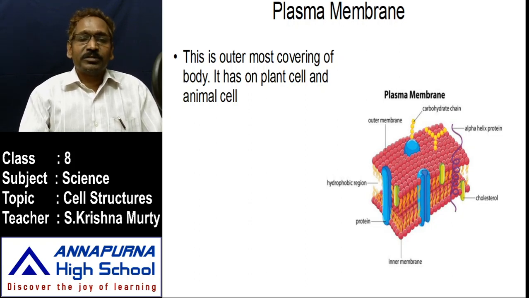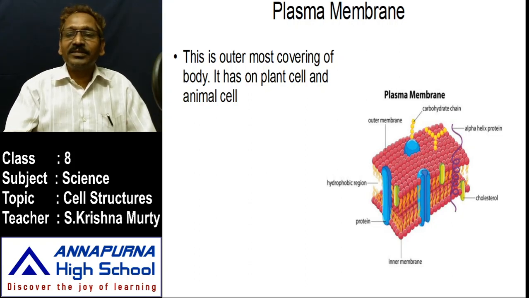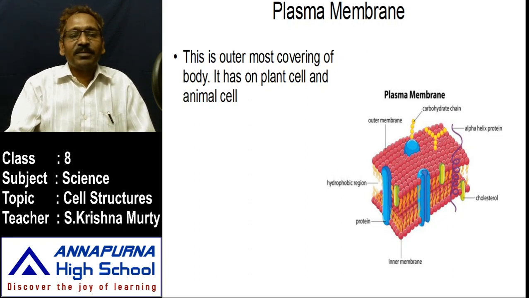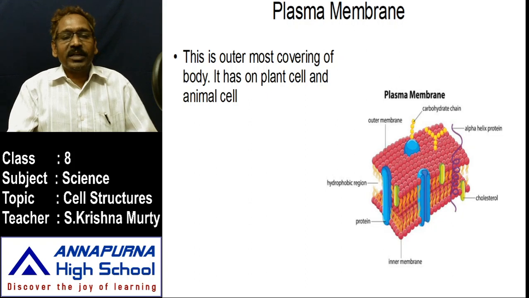Look at this board. What did I tell about the outer membrane of the cell? In plant cell and animal cell, plasma membrane is there. In plant cell this is the plasma membrane. So look at that. Plasma membrane is there here. Plasma membrane, we already learnt about that. It is the outermost layer of plant cell and animal cell.